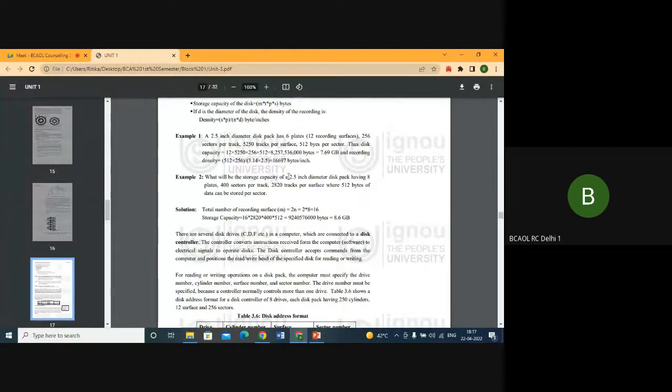What will be the storage capacity of a 2.5-inch diameter disk pack having 8 plates, 400 sectors per track, 2820 tracks per surface, where 512 bytes of data can be stored per sector? 8 plates means 16 recording surfaces. 400 sectors per track is P, 2820 tracks per surface is T, 512 bytes per sector is S. So just multiply 16 into 2820 into 400 into 512. This much bytes of data will be the storage capacity.